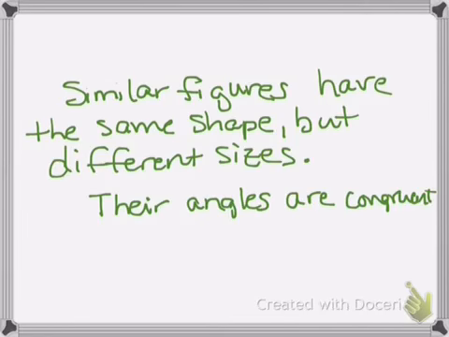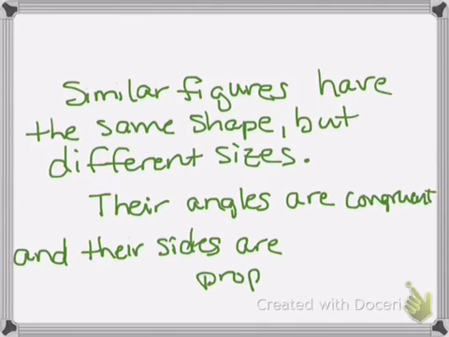Their angles are congruent and their sides are proportional. So the angles will always be exactly the same, but the sides will not be. The sides are proportional. That's the relationship they enjoy.